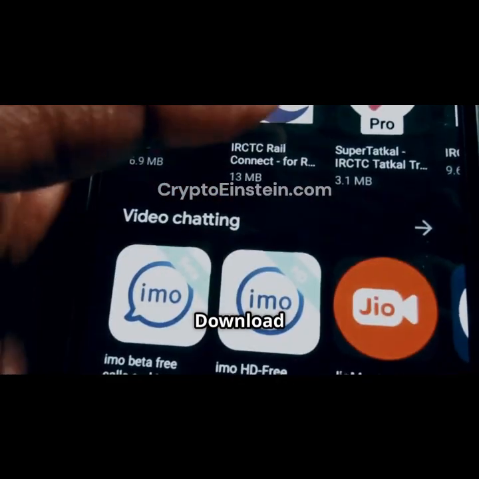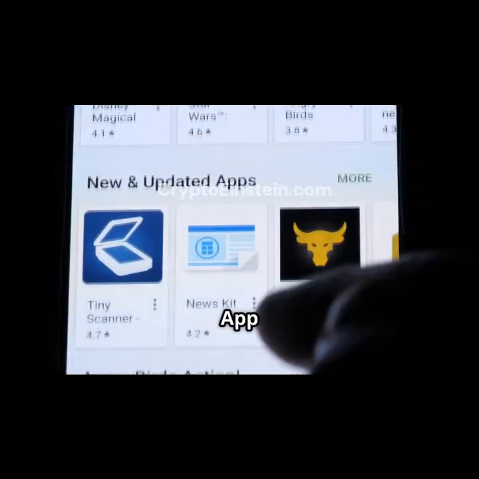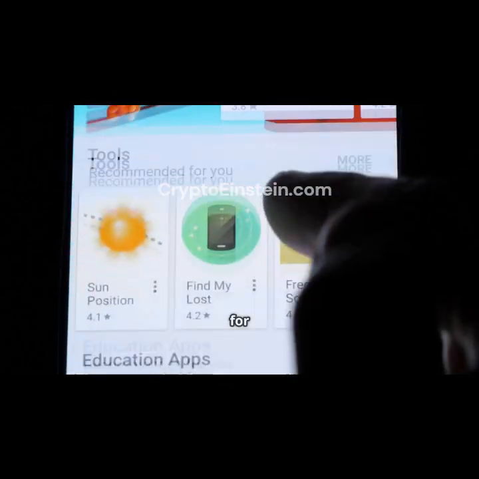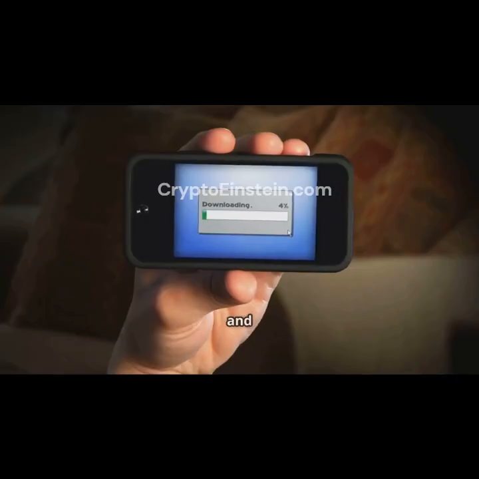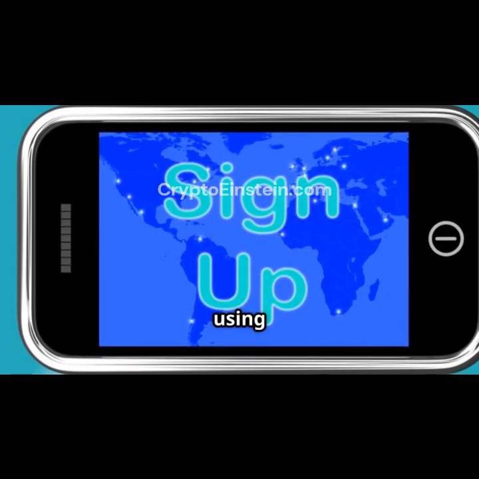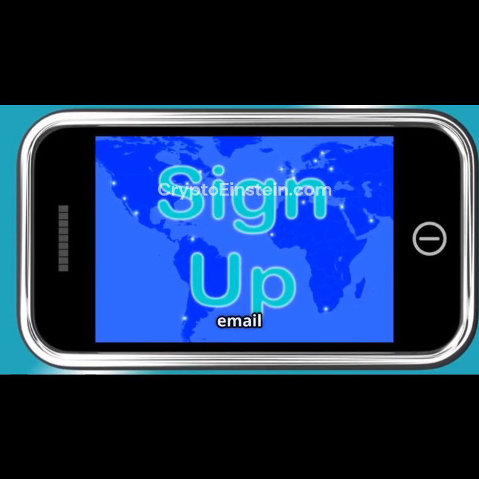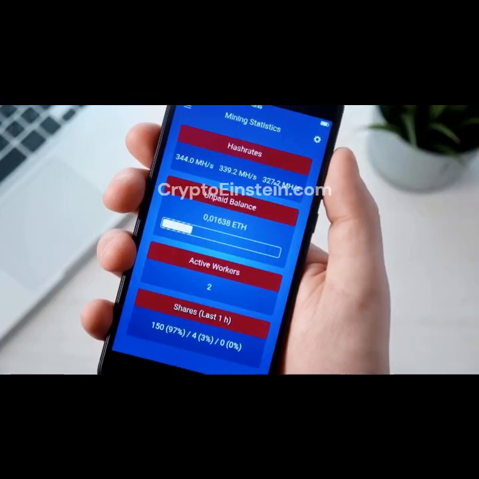Step 1. Download the Pi Network app. Visit the App Store or Google Play Store and search for the Pi Network app. Download and install the app. It's free to download and install. Then, sign up using your Facebook account, phone number, or email address to create an account.